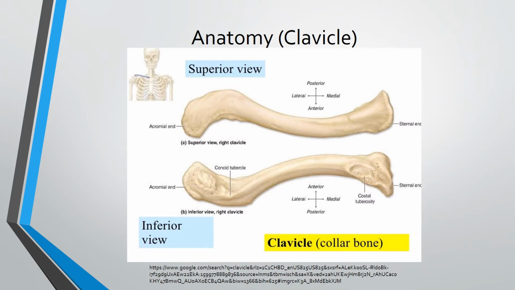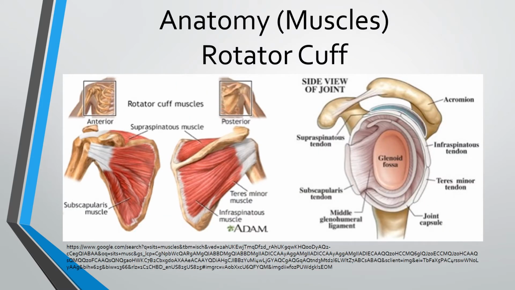The clavicle is an elongated S structure that articulates with the sternum and the scapula. The rotator cuff is important for movement of the shoulder and throwing mechanism.